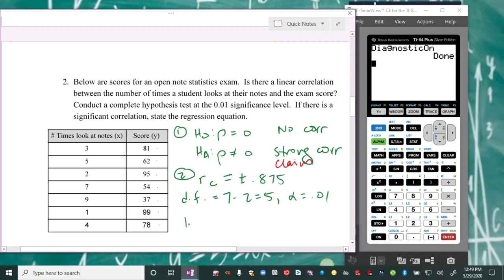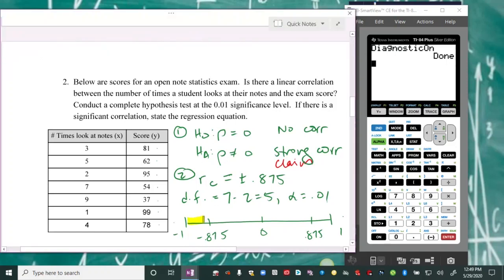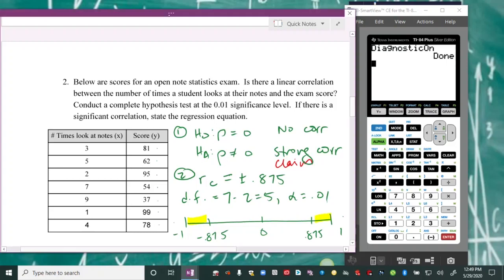I'm going to go ahead and draw that continuum again. I think it's really helpful. Negative 1 to 1. Strong negative correlation, strong positive correlation, 0 in the middle. There's negative 0.875 and positive 0.875. I can go ahead and shade in my rejection region. So I just have to be more than 0.875 away from 0.